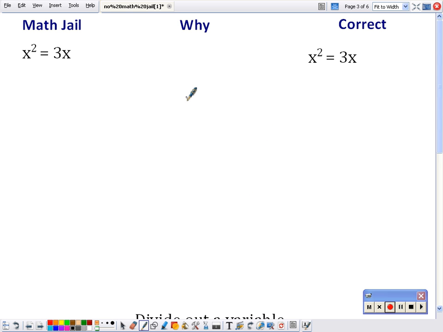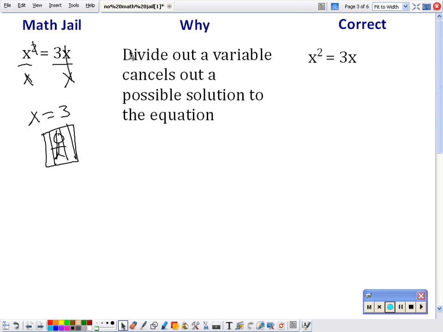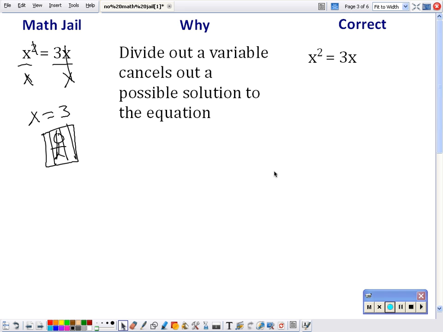Okay. Another thing people have been doing that lands them in math jail is if they have a quadratic that is not set equal to 0, people have been dividing by a variable like this. They divide out the x, they cancel, and they say, aha! X equals 3. I rock. I'm done. No. This puts you in math jail. Why? When you divide out a variable, you've canceled a possible solution to the equation.